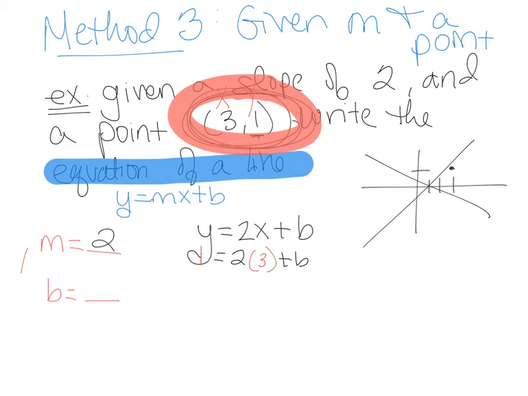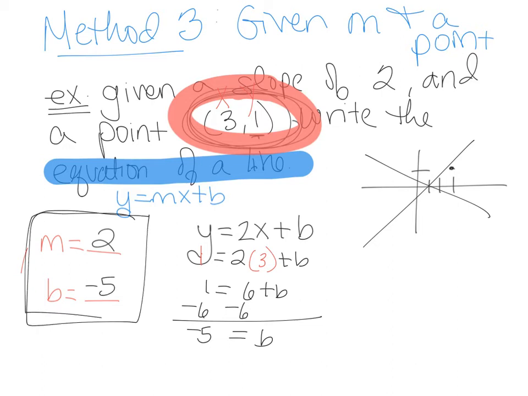So I have 2 times 3, which is 6. And now I want to solve for b, so I'm going to subtract 6 on both sides. So b equals -5. So I found m, I found b. If I circle just this, I'm going to lose points because my answer is not an equation. So my equation will say y equals 2x minus 5.